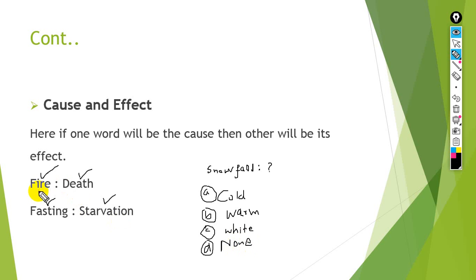So now on the basis of these relationships, you can solve this question. How will you solve it? Fire, death, fasting, starvation. Fire causes death, fasting causes starvation.